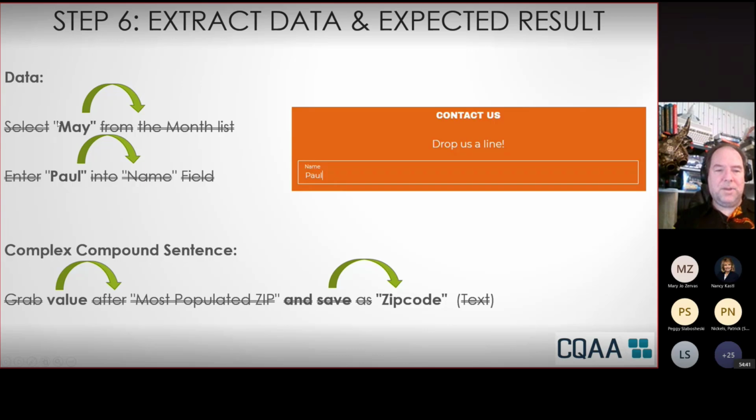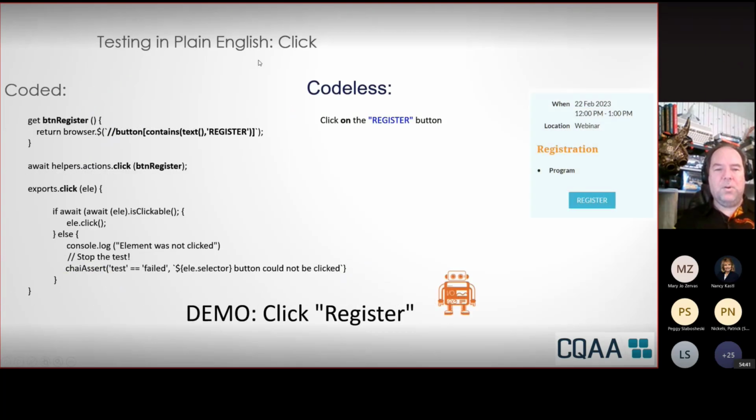And lastly, the only thing we've got left, we've gotten rid of everything over here, is our data. We want to put May into a month, or maybe we want to enter Paul into a name field. There's a name field over there, adding the word Paul in there. The only thing we've got left is our data, but we'd also have to support complex compound sentences, like do this, grab a value, and go save it into a variable called zip code. Once you've got all that code written, hey, it's a breeze, right?